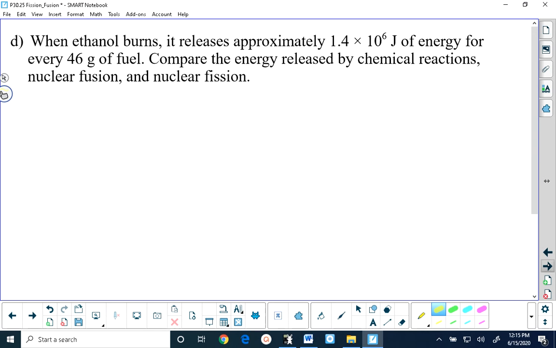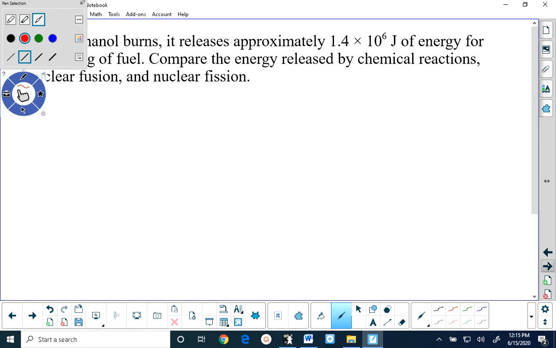We want to compare fusion and fission to the energy released when you have a chemical change. And this is bordering on a calorimetry question from Chemistry 30, except I'm giving you the energy here. It says that if you burn ethanol, you get approximately 1.4 times 10 to the 6 joules of energy if you burn 46 grams of the fuel. And you're asked to compare the energy released by chemical reactions, nuclear fusion, and nuclear fission.